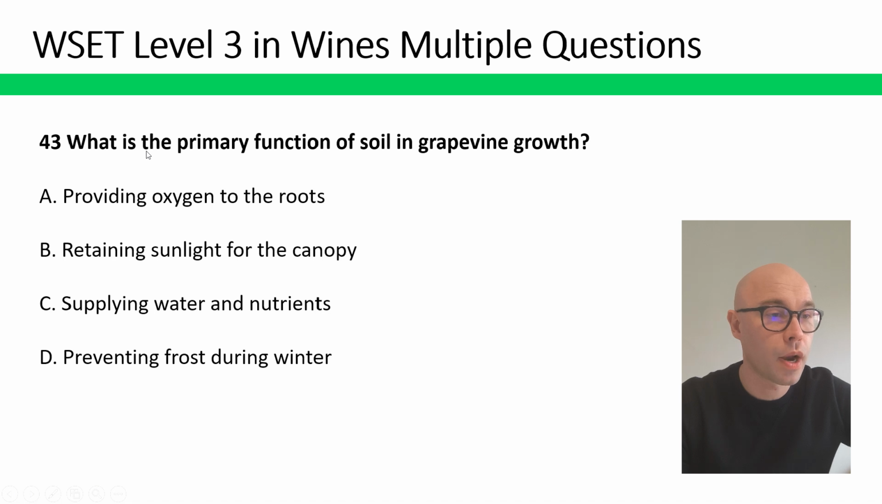What is the primary function of soil in grapevine growth? Provide oxygen to the roots, retain sunlight to the canopy, supplying water and nutrients, preventing frost during winter. The correct answer is C, supplying water and nutrients.